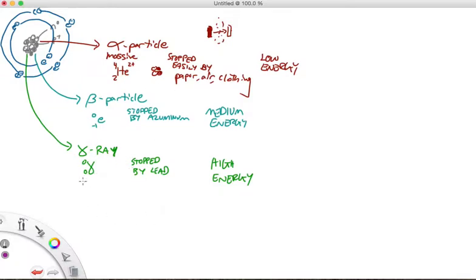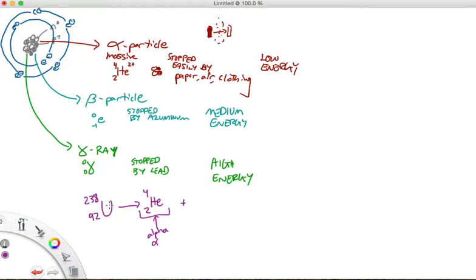So let's say you've got this element right here, uranium 238. And this uranium is going to shoot out a particle. Let's say it shoots out an alpha particle. So if it shoots out an alpha particle, we'll say that this is the alpha particle. That's how you write alpha. This is a simple alpha. But what's going to be remaining? What is the remaining element here?